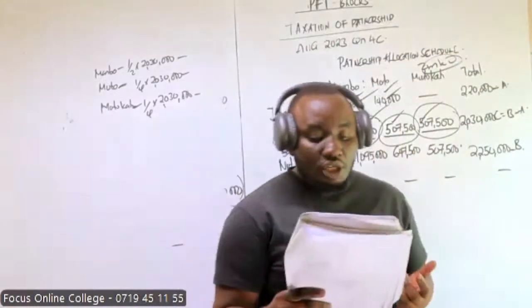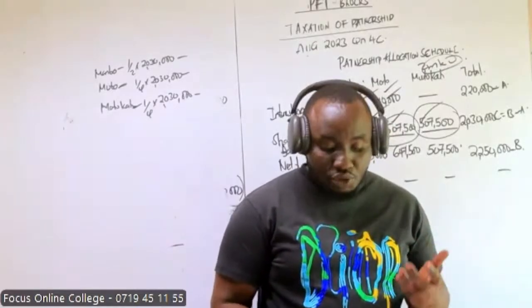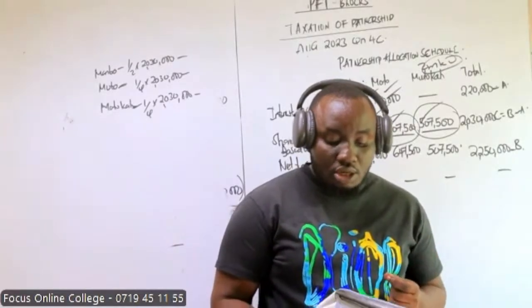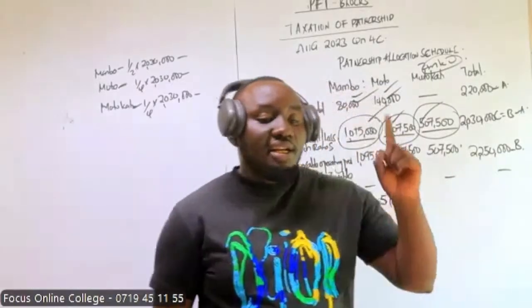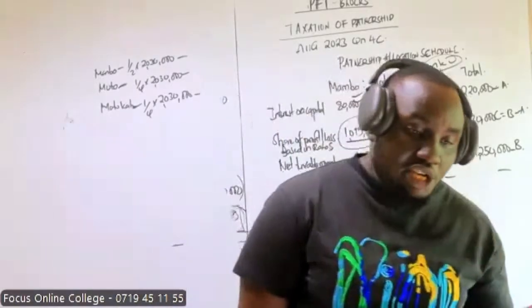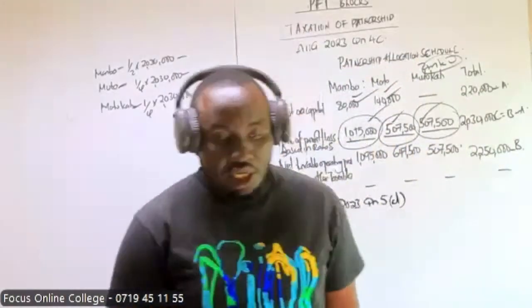So then you're being told that the following information was extracted from the books of accounts for the year December 2022. Again, we're given the income statement. Are you seeing we're given the income statement?